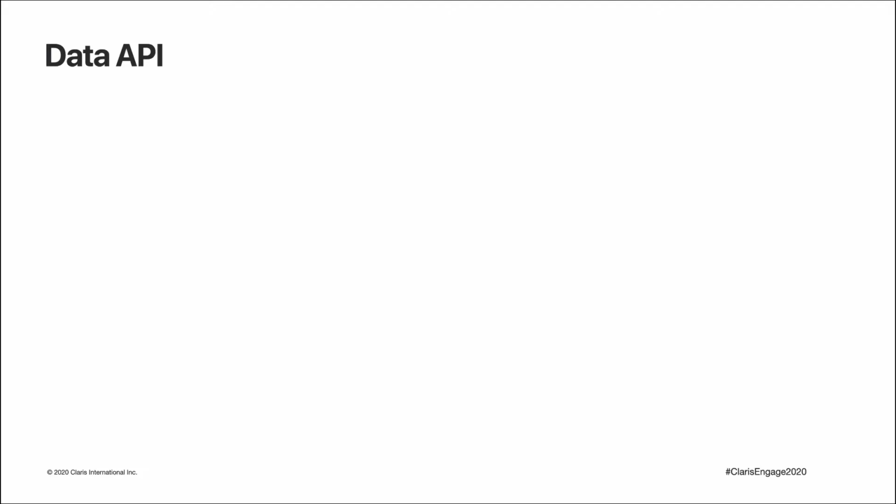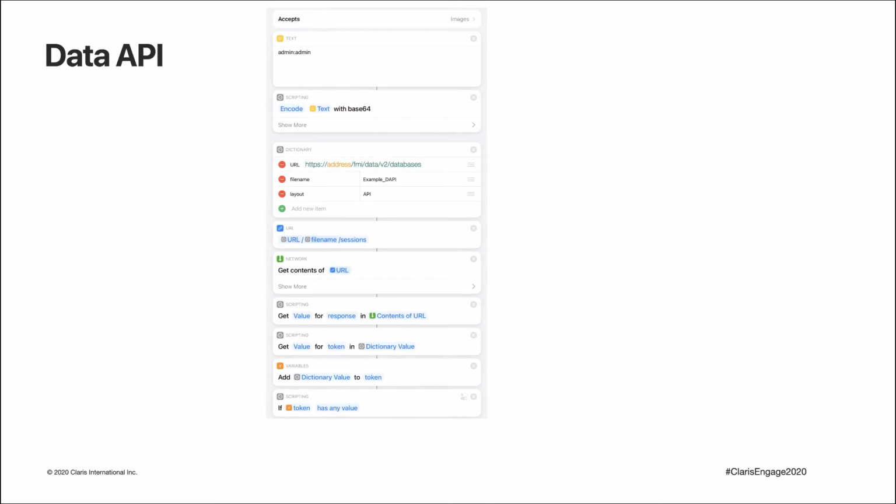In this video, we're going to talk about how we can have shortcuts interact with the Data API. So we have a shortcut here, and all the steps of this shortcut are done in such a way that they interact with the Data API, and there is no FileMaker Go involved. This first group of steps establishes some variables and requests a token.